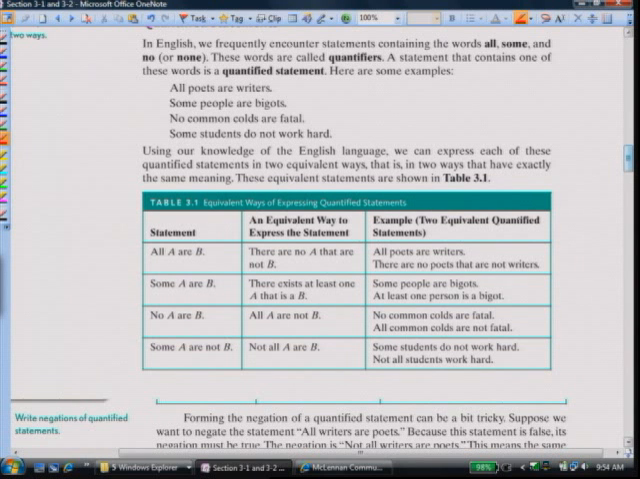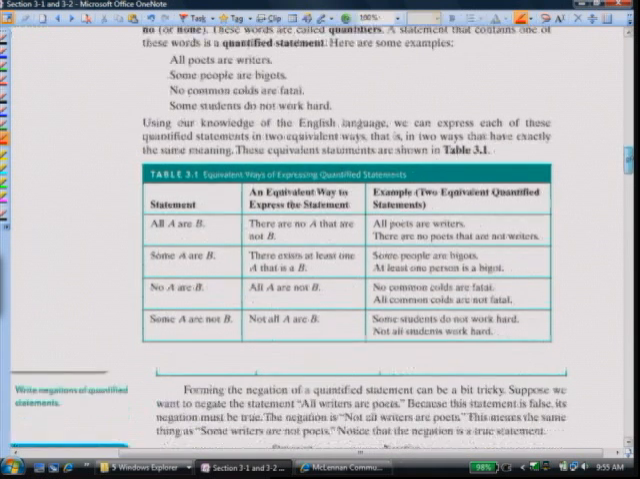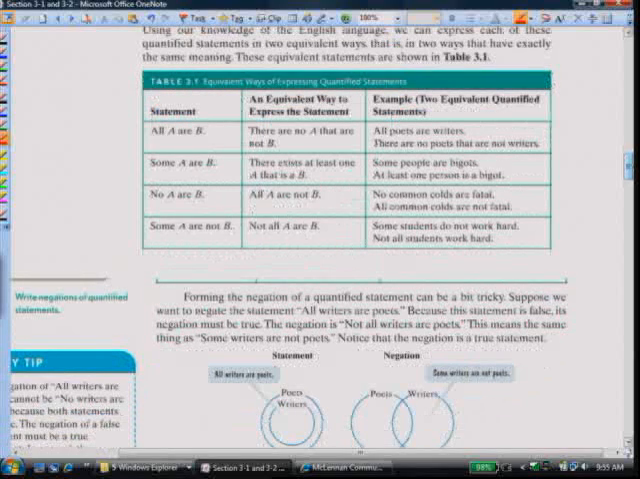So you can say all A are B, but an equivalent way to say that is there are no A's that are not B. So you can say all poets are writers, or there are no poets that are not writers. Those are equivalent statements. Some A are B: there exists at least one A that is a B. Some people are bigots, at least one person is a bigot. No A are B, so all A are not B. No common colds are fatal. Some A are not B, that is, not all A are B. Some students do not work hard, not all students work hard.